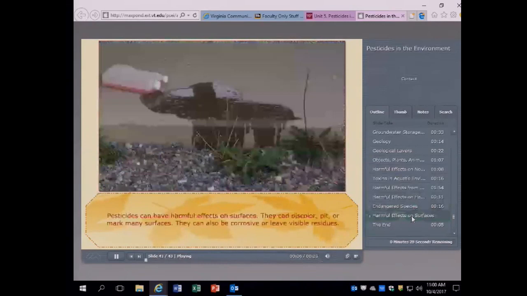The predators may be harmed by pesticide residues remaining on or in the bodies of the dead animals. Sometimes surfaces are harmed by pesticides or pesticide residues. Some surfaces may become discolored by contact with certain pesticides. Other surfaces may be pitted or marked by contact with some pesticides. And some pesticides can corrode or obstruct electronic systems or metal. Sometimes a pesticide may leave a visible deposit on the treated surface.